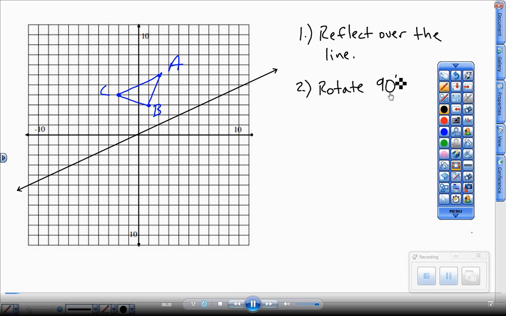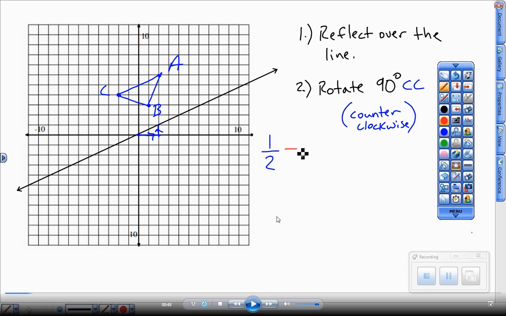Then I'm going to have you rotate it 90 degrees clockwise. Oh, nope, counterclockwise. We're always going to assume we're going around the origin unless I tell you which point specifically. So this is going to be 90 degrees counterclockwise around the origin. So here we go. This line, over 2, up 1, over 2, up 1, has a slope of 1/2.